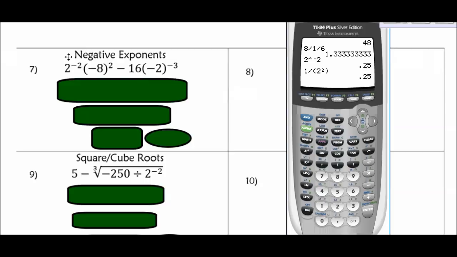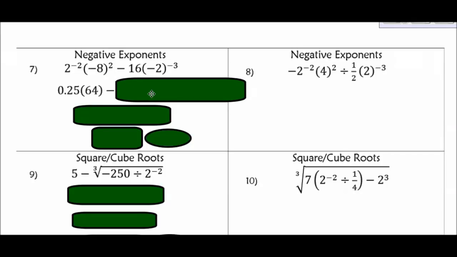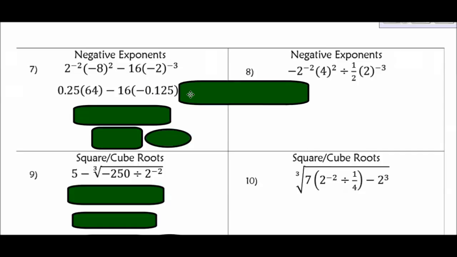Either way, I'm going to do all of these exponents at the same time. 2 to the negative second, like I said, gave me that 0.25. Negative 8 squared is a positive 64. And then negative 2 raised to the negative 3rd power is negative 0.125.